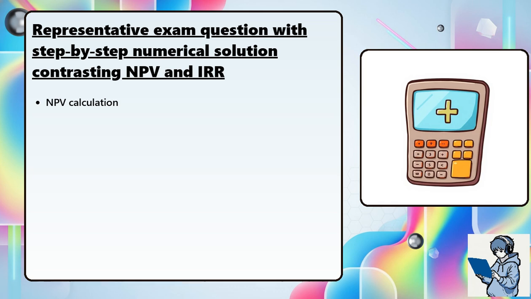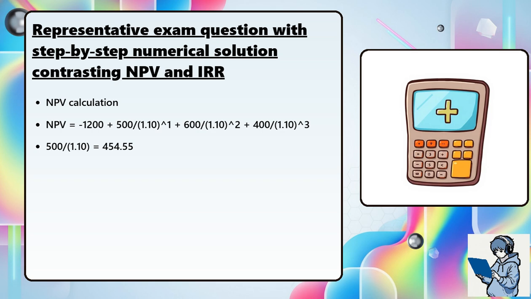NPV calculation. NPV equals negative 1200 plus 500 divided by 1.10 to the power 1, plus 600 divided by 1.10 squared, plus 400 divided by 1.10 cubed. 500 divided by 1.10 equals 454.55. 600 divided by 1.10 squared equals 600 divided by 1.21 equals 495.87. 400 divided by 1.10 cubed equals 400 divided by 1.331 equals 300.53.